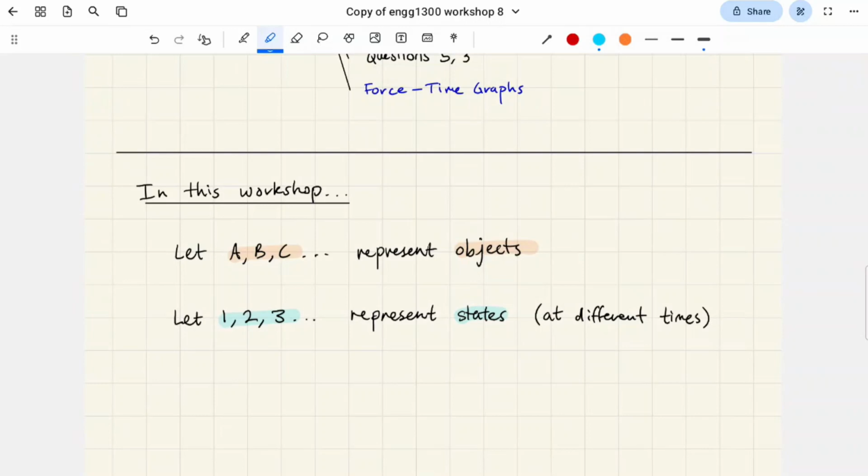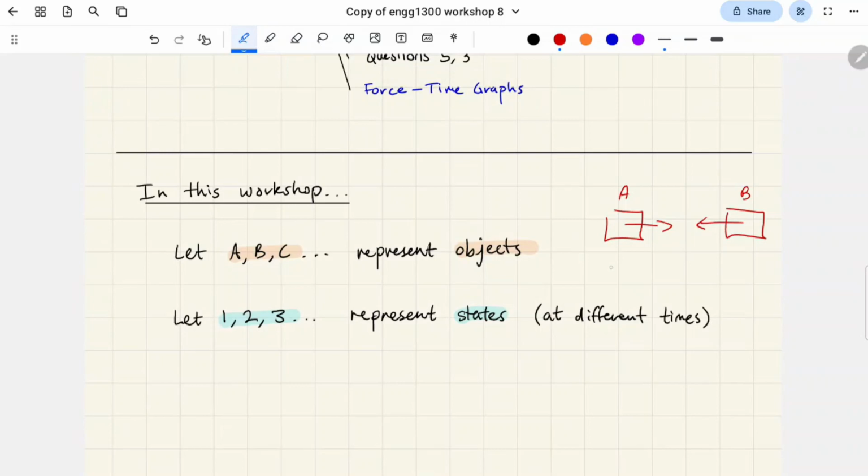So basically, when you see a letter, like A, B, C, whatever, that represents an object, right? So I'll just quickly draw an example out. If you see 2 boxes going together like that, that'll be box A and that'll be box B, for example. And then 1, 2, and 3 represent different states, so different points in time.